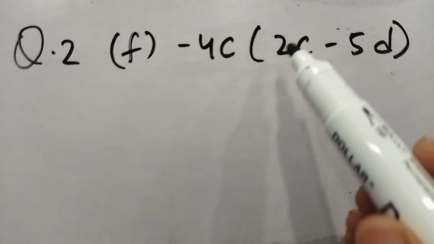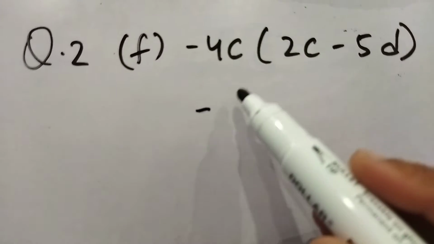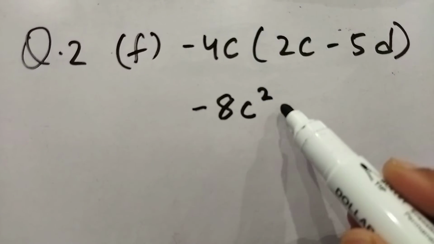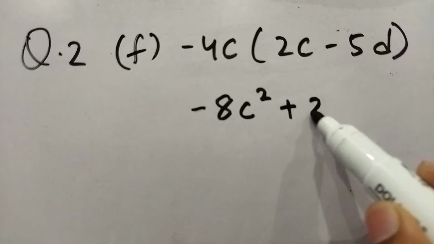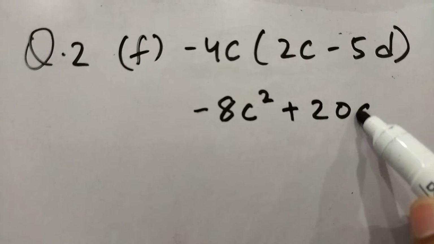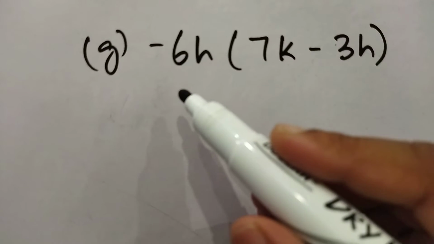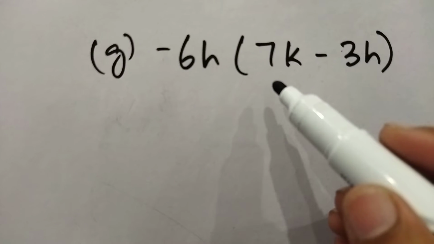So minus plus minus. 4 into 2 is 8. C into C is C square. Then minus minus plus. 4 5s are 20. C into D is CD. This is the answer. Part G, minus 6h into 7k minus 3h.